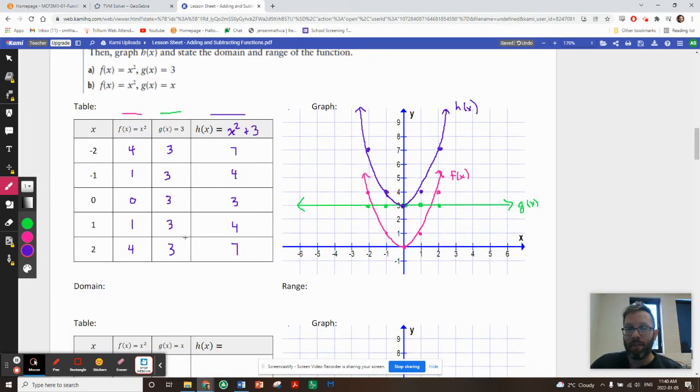What is the domain of this sum function of f and g? Well, we can see that it's a parabola. But if we look at our base functions, the domain of f of x equals x squared is x can be any real number. The domain of g of x equals 3 is x can be any real number. So when you add those two together, for any x value in h, an x value exists for f and an x value exists for g. The domain is just going to be that shared x can be any real number.